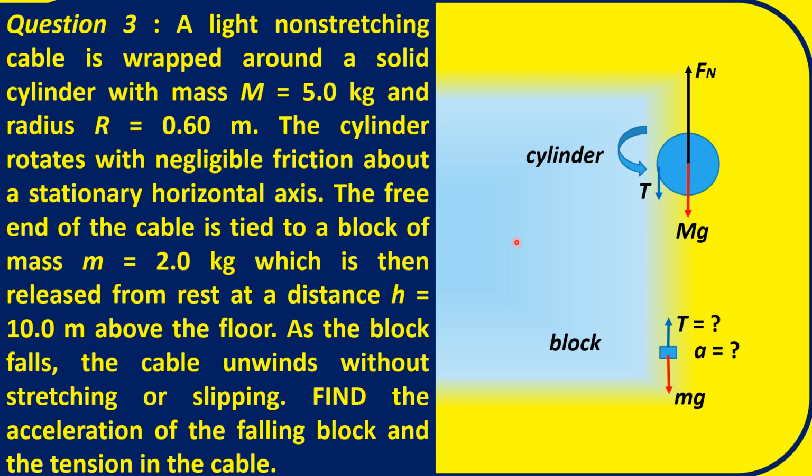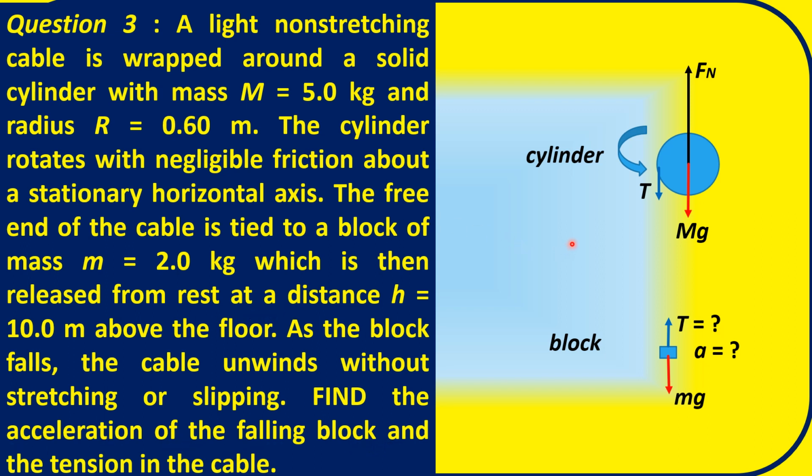We have here the complete description of our problem. Okay, so the variables: capital M is given, the radius of the cylinder is also given, the mass of the block is given, and the height H. Right? The question specifically is asking for the acceleration of the falling block and the tension in the cable.